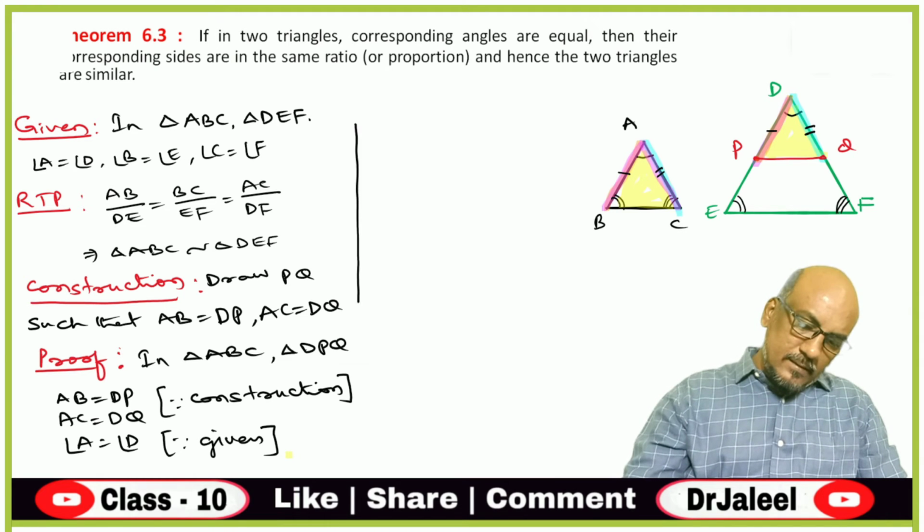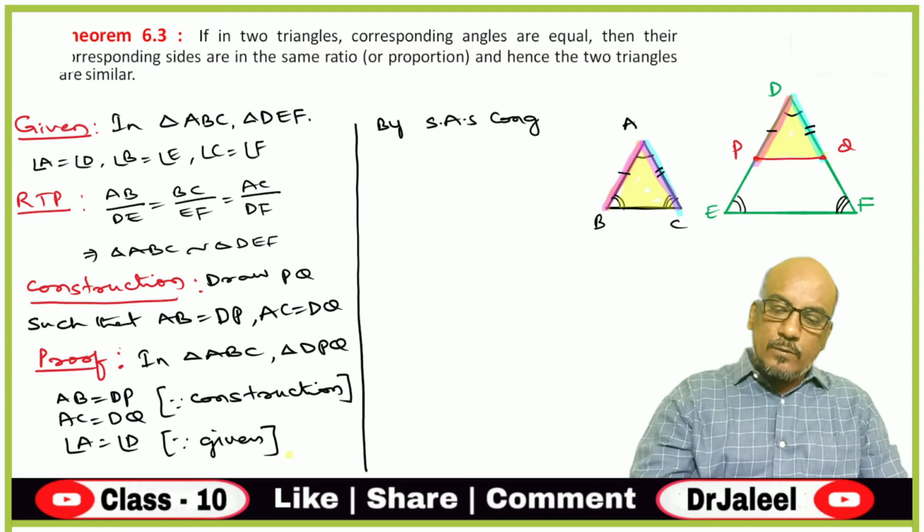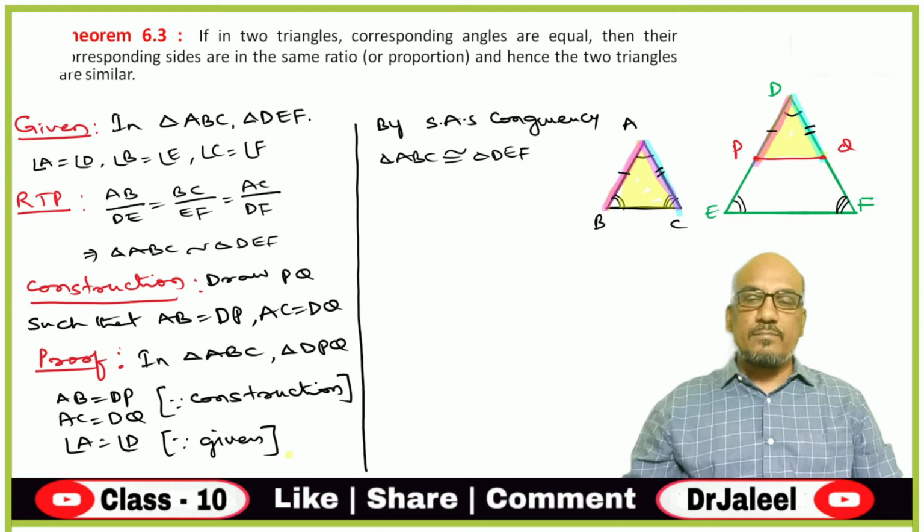Now we will say by which congruency? SAS congruency. We can say that triangle ABC is congruent to triangle DPQ. So both the triangles are congruent. We have completed one step of the proof.